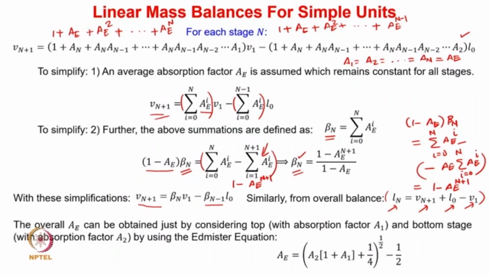So now we can further calculate this AE. There is an equation given by Kremser. What Kremser is saying is that we can consider A1 as the absorption factor for the top tray, and A2 as the absorption factor for the bottom tray, and if we know both these absorption factors, we can calculate the average absorption factor. Once we have obtained this average absorption factor, we can put it in this equation and do the calculation, the mass balance. Okay, so these are all the equations.